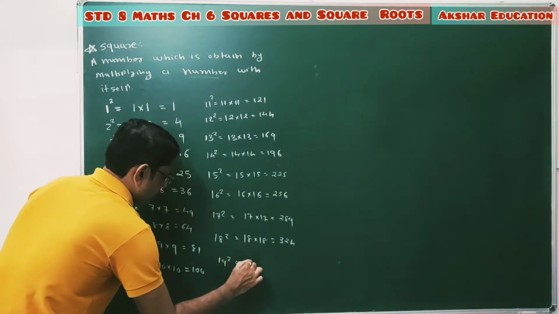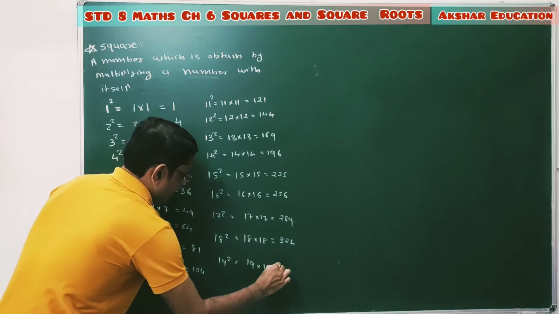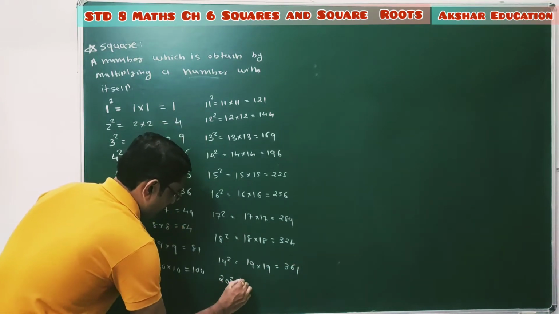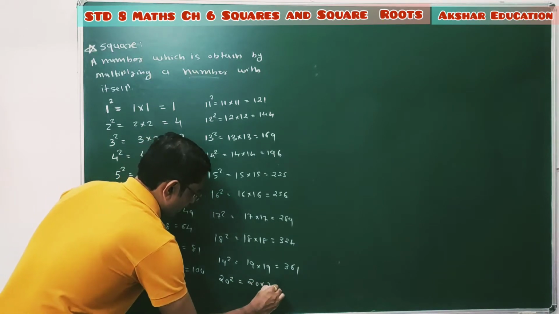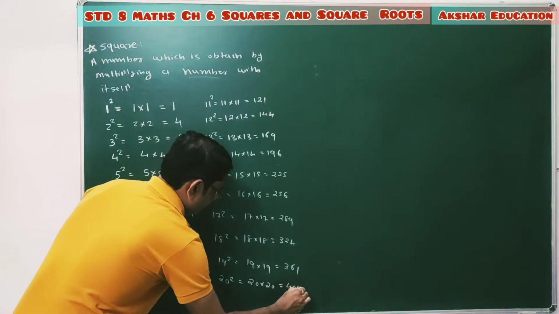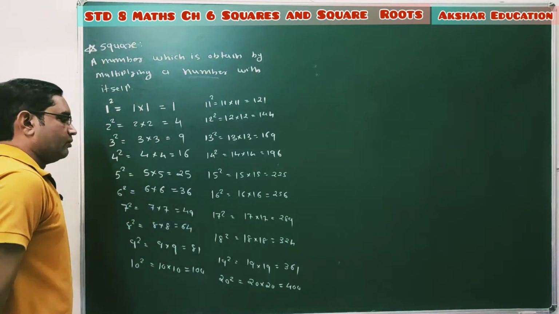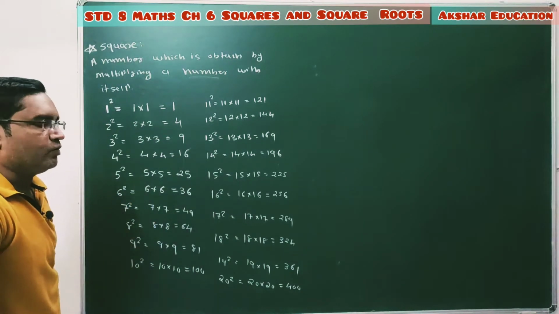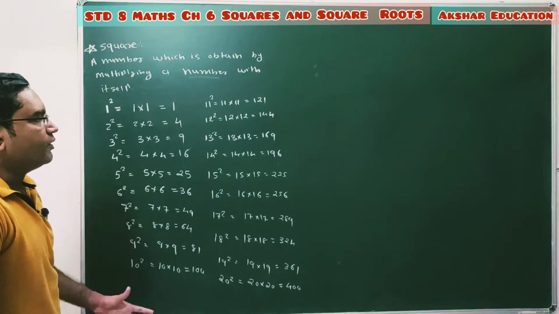19 square, so it's a 19 multiplied by 19, 361. And 20 square, 20 multiplied by 20, 400. These are the square of the numbers from 1 to 20. This square you have to learn. Clear students? So what is square?